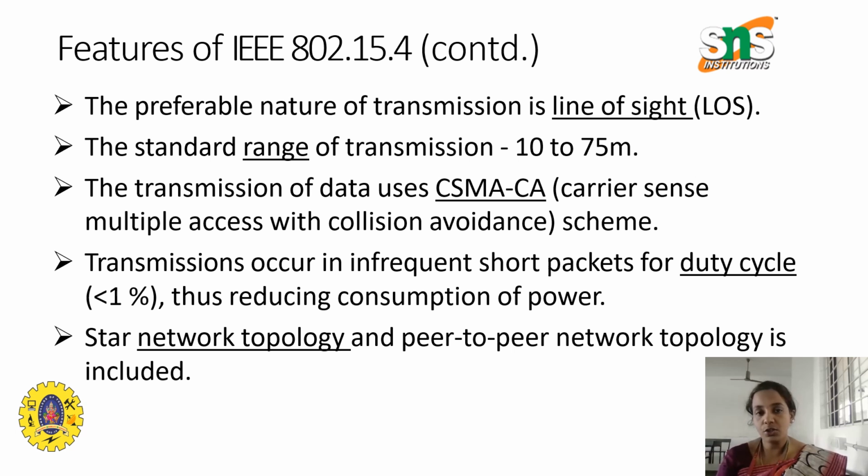So the next are more features of IEEE 802.15.4. The preferable nature of transmission is line of sight. The data will be transmitted in the form of packets. The standard range of transmission will be in the range of 10 to 75 meters. The transmission of data uses the carrier sense multiple access with collision avoidance scheme. Collision avoidance means avoiding the clash of data.